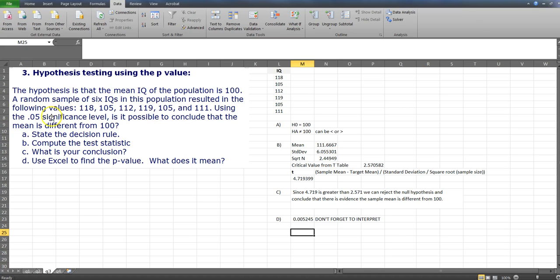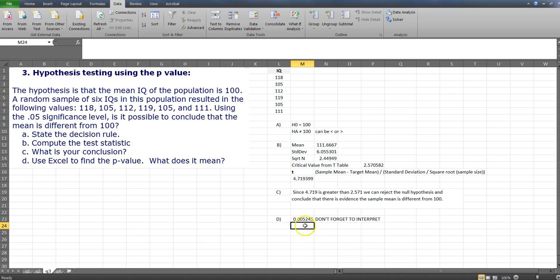This question gave us a significance level of 0.05. You're going to be comparing this calculated p-value against 0.05. Ours is 0.005. That means it's less than 0.05, and when it's less than, that means our difference here is statistically significantly different, and that's when you get a chance to say this.